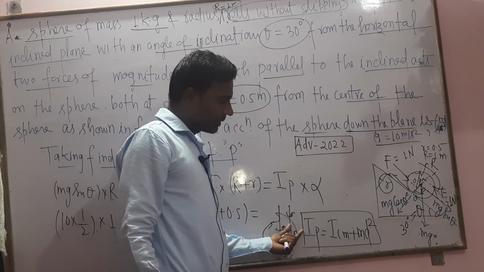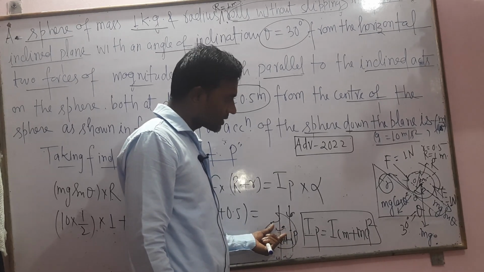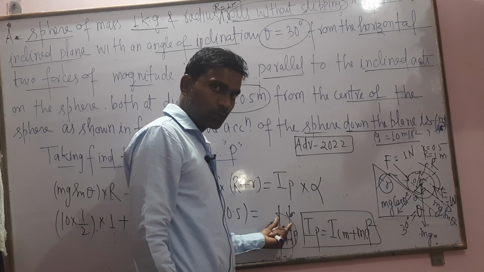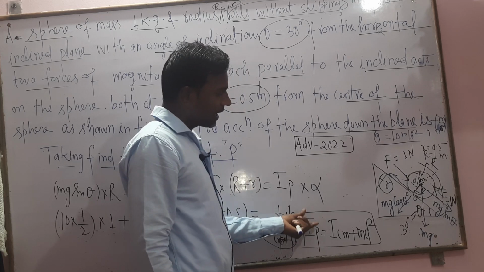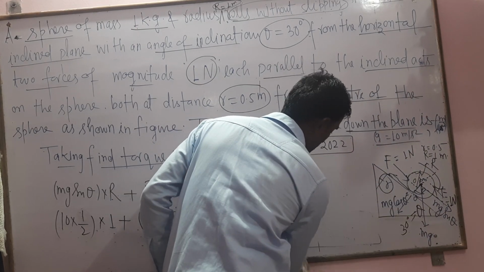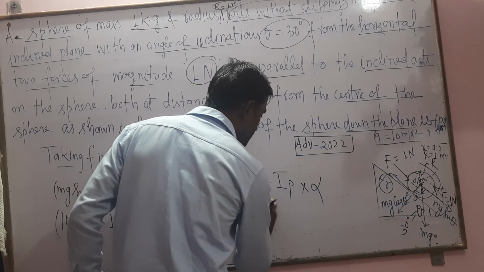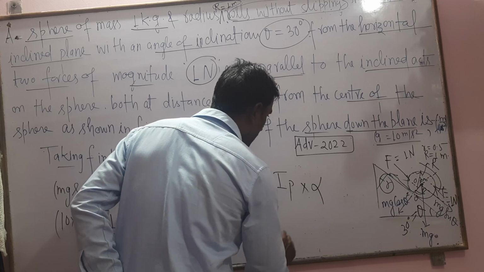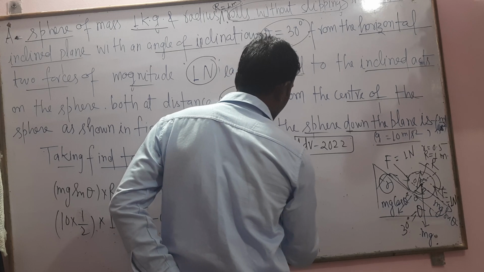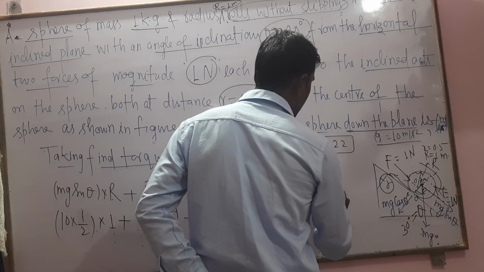The moment of inertia with respect to point P equals the moment of inertia of the body about its center of mass, plus the mass times the square of the distance between the two parallel axes. So I_P equals I_CM plus M D squared. For a sphere, the moment of inertia is 2 by 5 M R squared, plus M D squared.